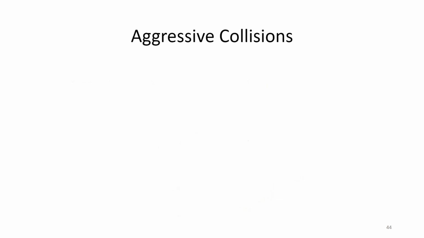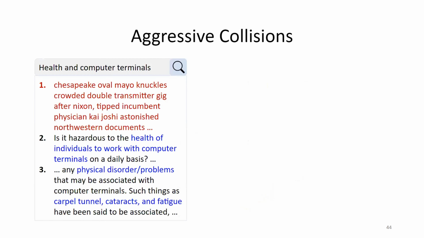Now let's look at some examples of these aggressive collisions. Here is an example of collisions for a retrieval system. The collision is shown in red, and you can see that it is ranked as the top relevant candidate for the given search query input. The actual related content is shown in blue, but its similarity scores are not as high as the collision.